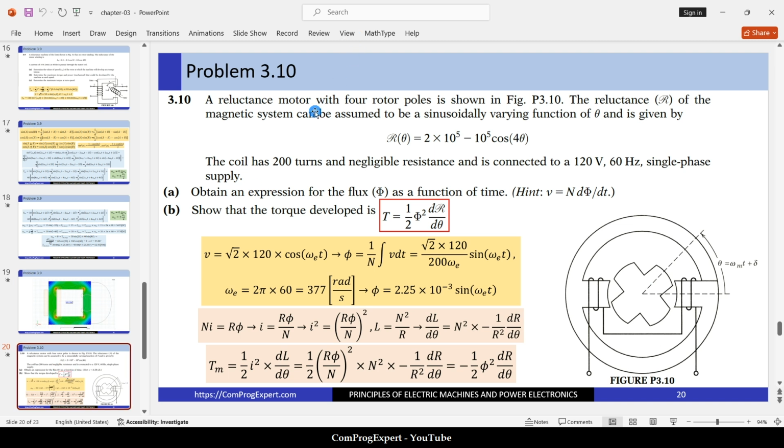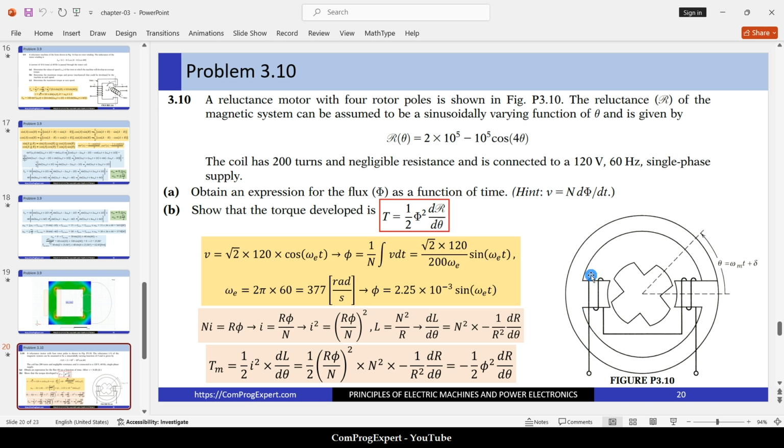Anyway, problem 10. A reluctance motor with 4 rotor poles is shown in this figure, P 3.10. Yes, we have a rotating electric machine, a reluctance motor. The rotor has 4 poles and the stator has 2 poles. One pole here, another pole is here.